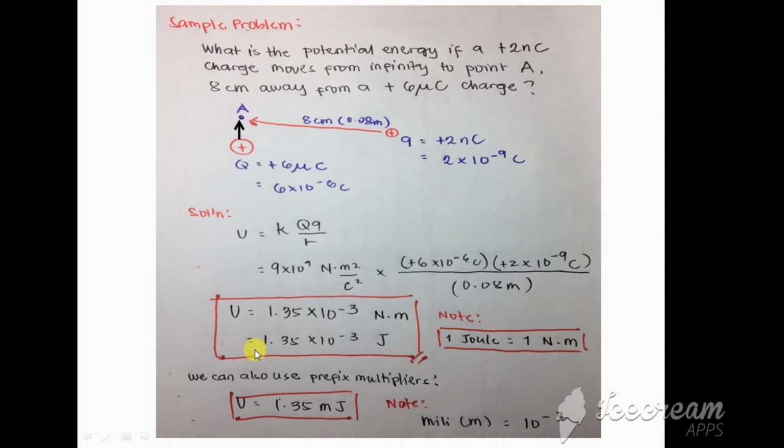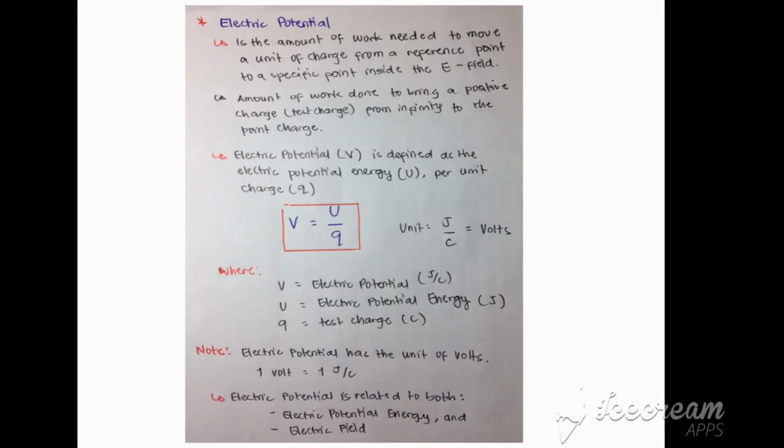We can also use prefix multipliers like this one. U is equal to 1.35 millijoules. So milli here is equal to times 10 raised to negative 3. Now let's move on to electric potential.